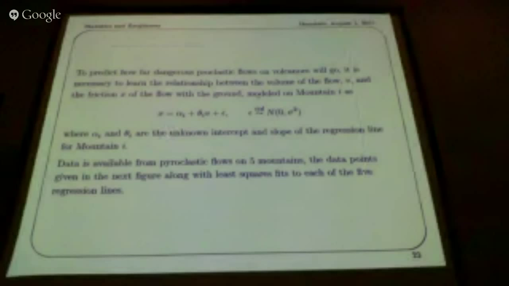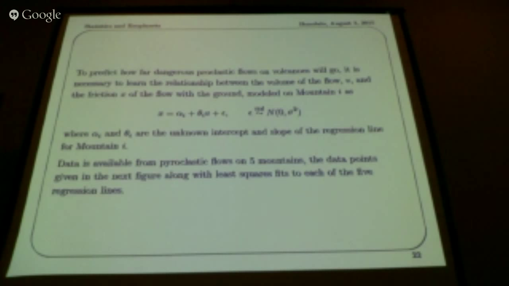And to predict how far these pyroclastic flows go, one of the things that it's necessary to do is to learn the relationship between the volume of the flow and the friction of the flow on the ground. That's a key determinant in finding how far it's going to go. You know, gravity drives it down, friction slows it down. And you have to know the relationship.